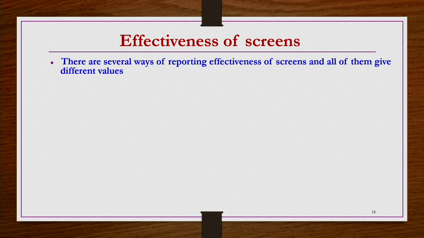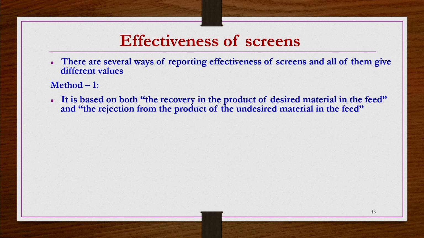Now, what do we do? We see the effectiveness of the screens. There are several ways of reporting the effectiveness of screens and all of them give different values. So, one should be careful when using these numbers. So, we take 3 different methods. The first method is based on the recovery in the product of the desired material in the feed and the rejection from the product of the undesired material in the feed. So, this is the basis for defining the effectiveness in this particular method 1.